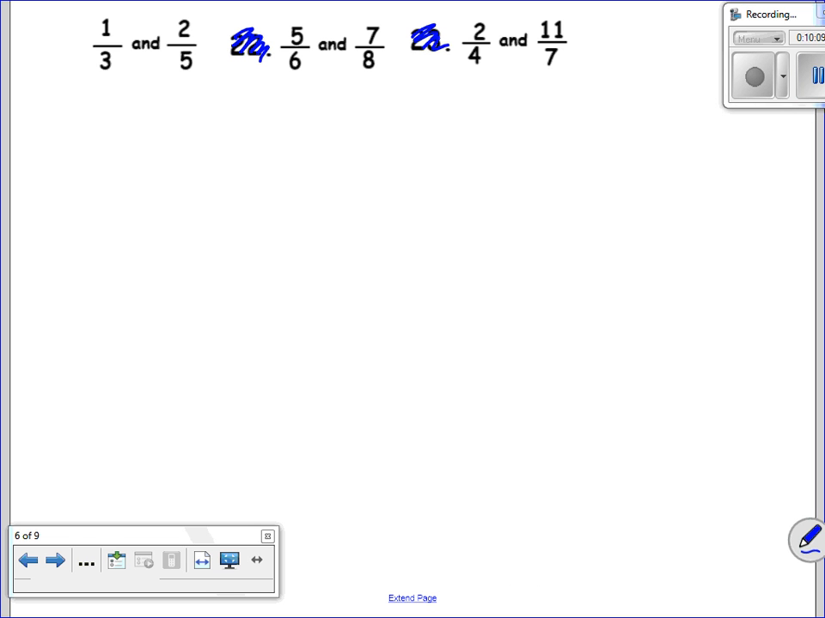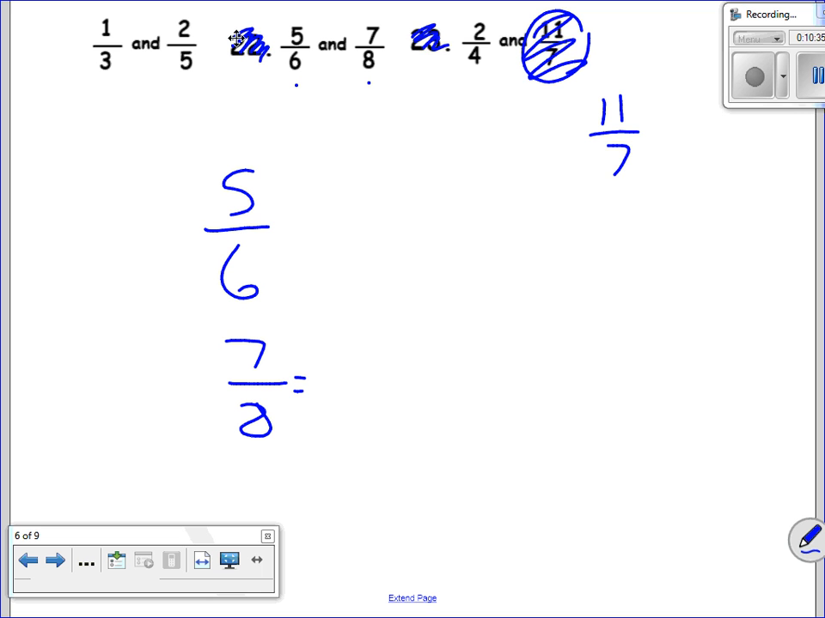Looking at these numbers here, which one of these numbers is larger than 1? I know this number right here is larger than 1, so I know 11 over 7 is my largest. I'm going to go ahead and cross that one off. The next couple that are closest to the number 1 are 5/6 and 7/8. Those are my next largest. So I want to find out which one's bigger, 5/6 or 7/8. So I'm going to go ahead and find common denominators and hash them out.